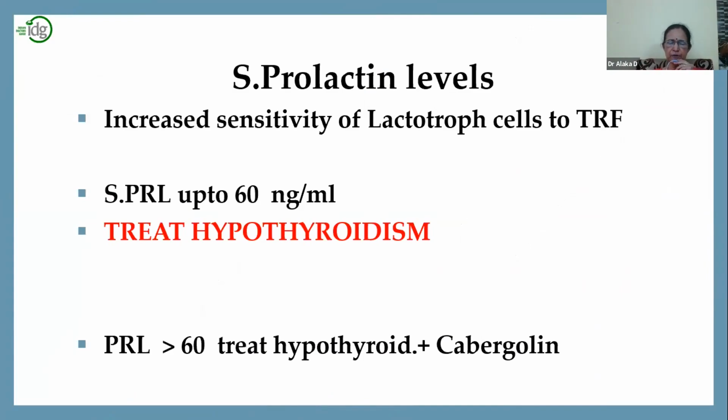Therefore, every hypothyroid patient, I used to ask about galactorrhea, if there is a nipple discharge. And along with this thyroid function state, I started doing prolactin levels. Prolactin levels are high in these people. But let me tell you, if the prolactin levels are up to 60 nanogram per ml, this prolactin is not prolactinoma. This is because of hypothyroidism. And therefore, if you get these prolactin levels, treat hypothyroidism and the galactorrhea will disappear.